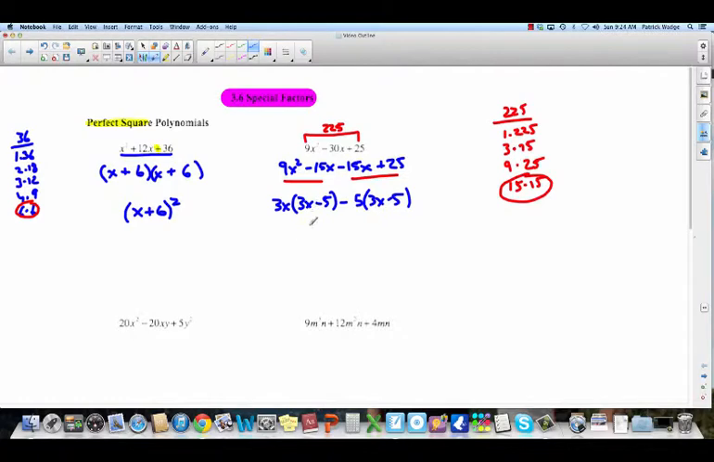Okay, we got the same in each bracket, so we can pull that out, 3x minus 5. And what's left to put together? The 3x minus 5. Look at that, 3x minus 5, 3x minus 5. Final answer, 3x minus 5 squared.